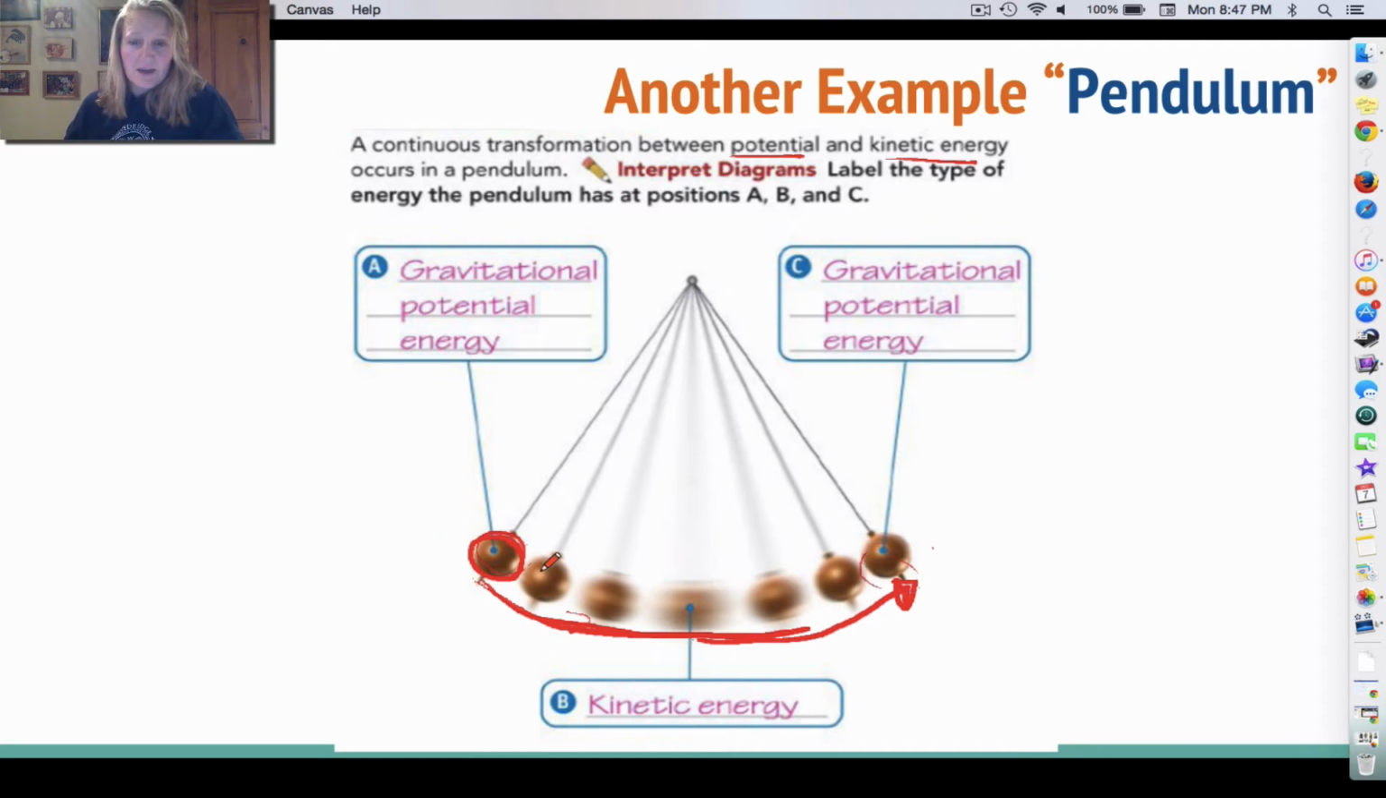And so this camera is showing you is most blurry here because it's moving fastest here, but it comes to a kind of a pause here, and it has high gravitational potential energy. So this pendulum that goes on and on, back and forth, is a great example to show how potential energy turns into kinetic energy, turns into potential energy again. Okay, so a nice, cool example of that.